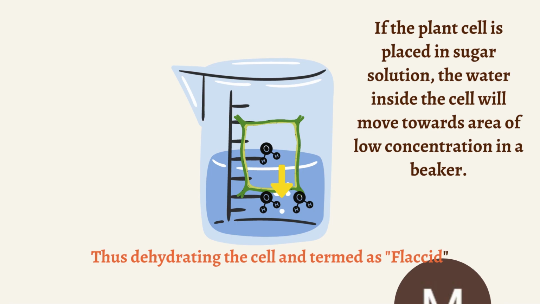The process is also known as plasmolysis. Plasmolysis occurs in plants when the soil or water around them contains a high concentration of salts or fertilizers. The cells are also known as flaccid because of their dehydrating nature.